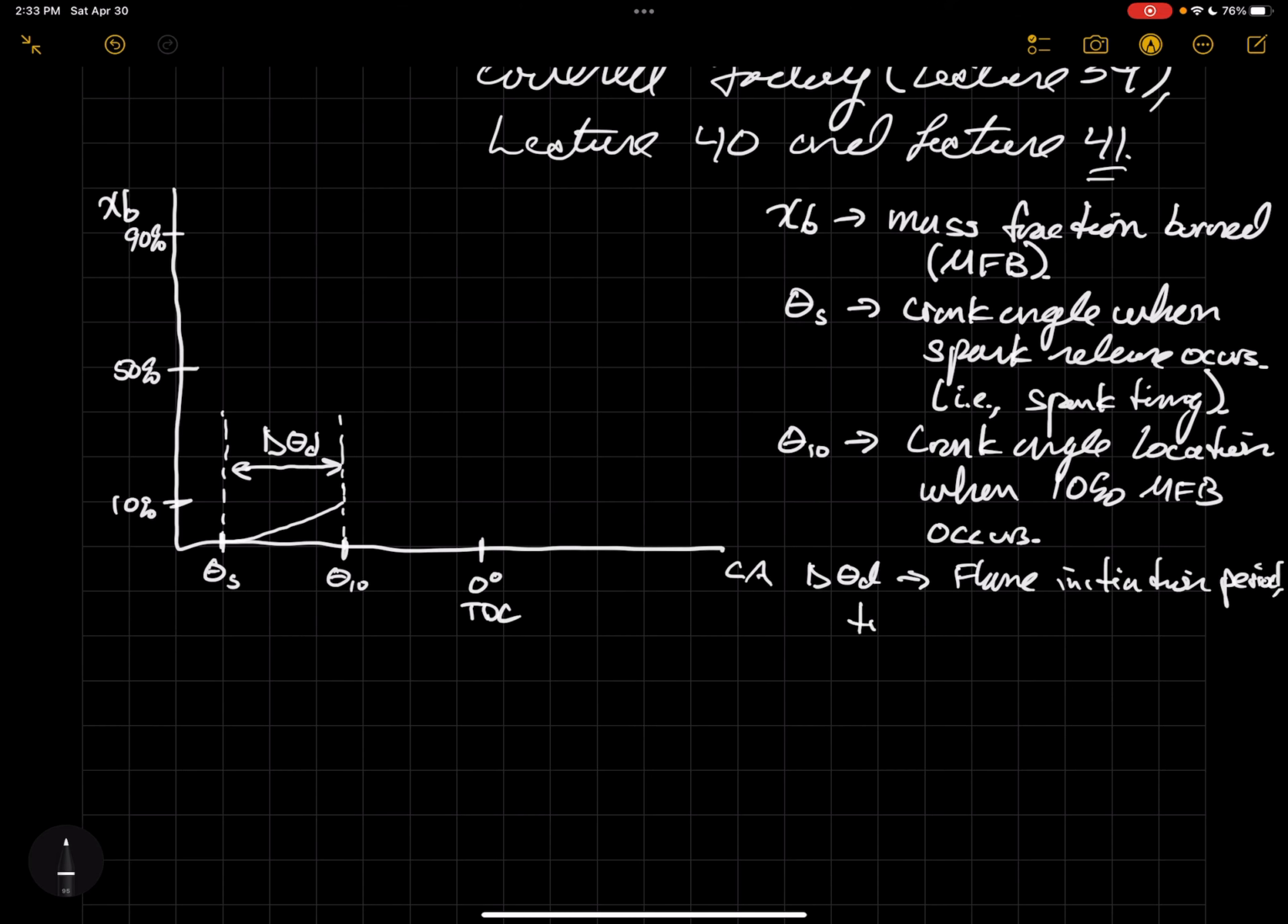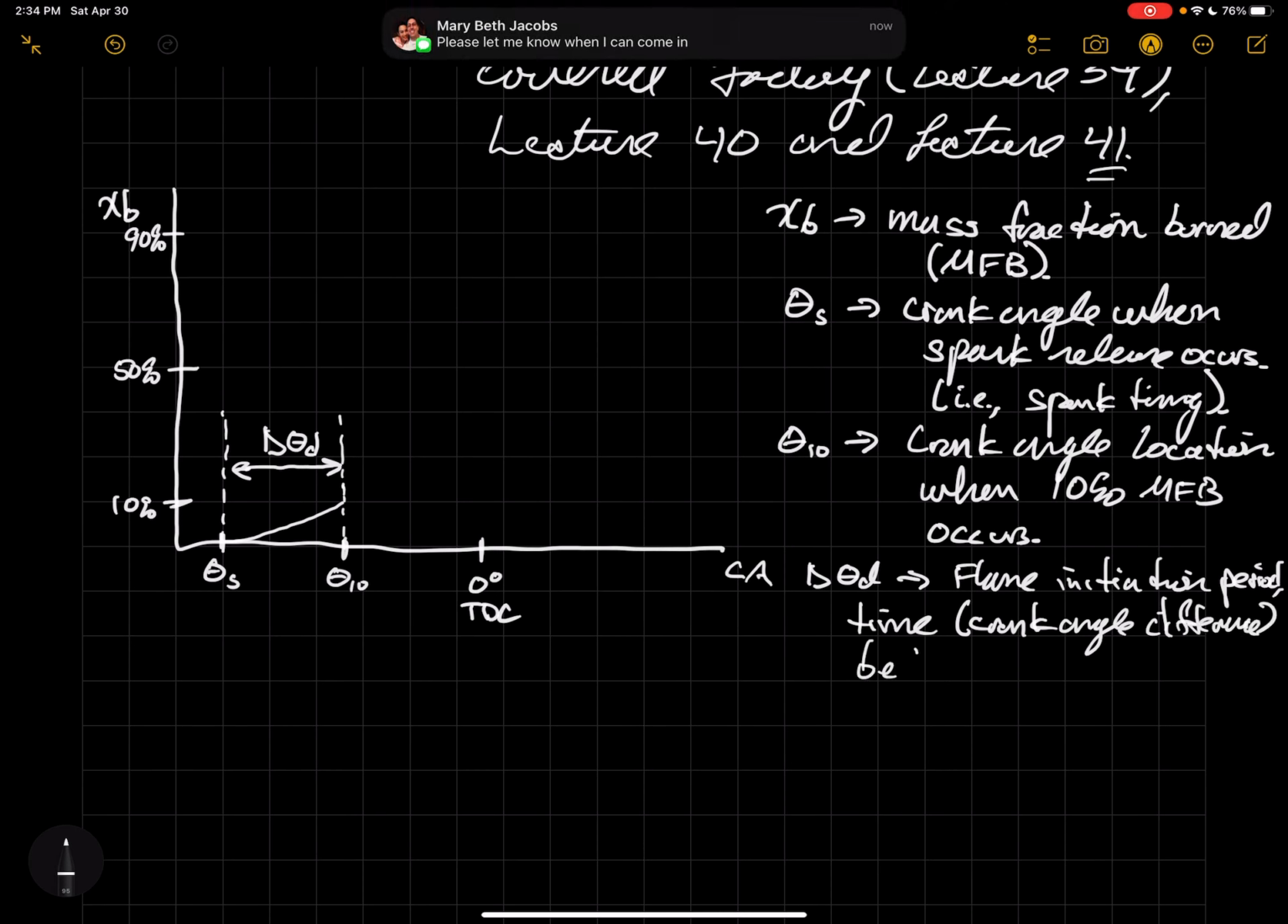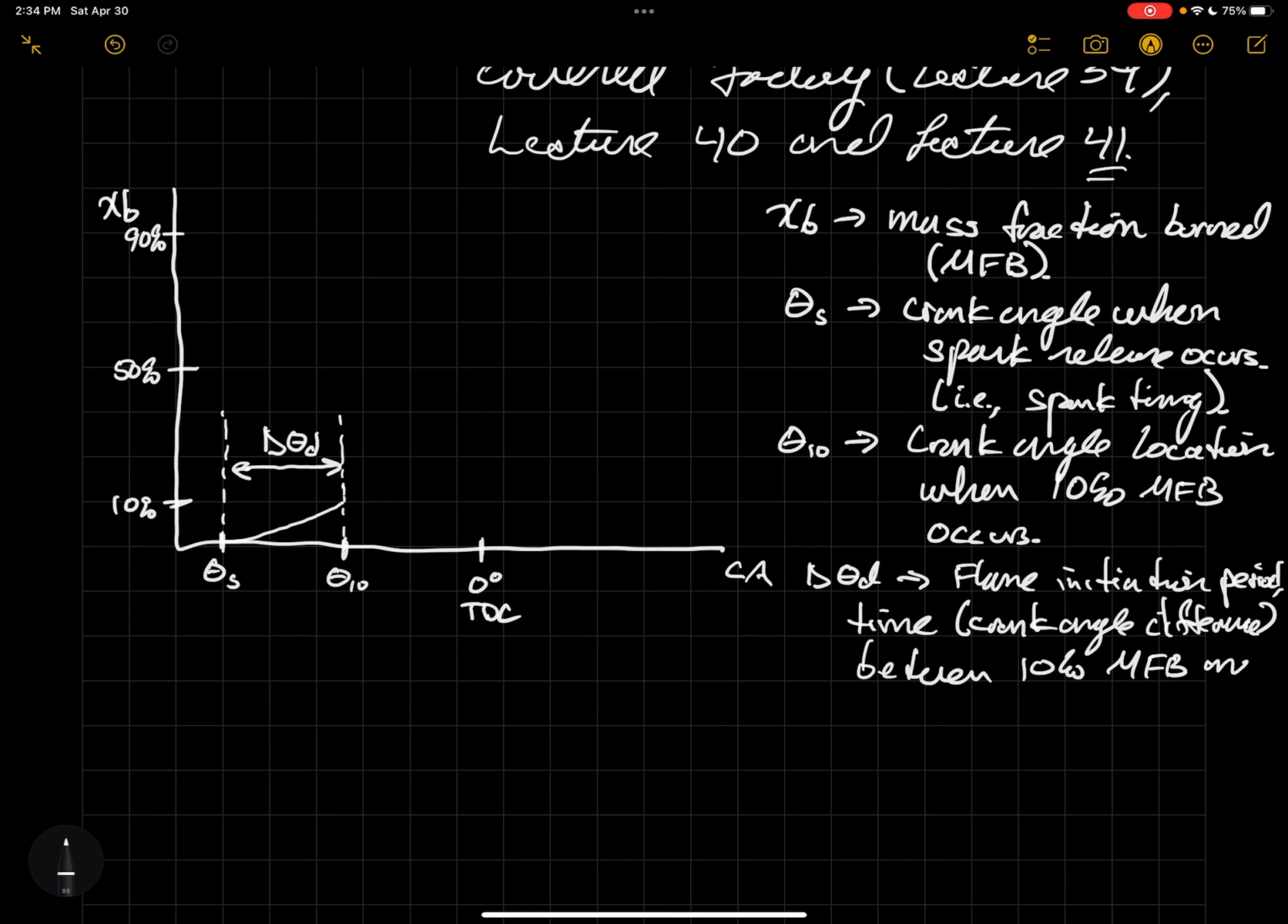And it's that time or crank angle difference between 10% mass fraction burned and spark. And so we could say, for example, that delta theta D is equal to theta 10 minus theta S.